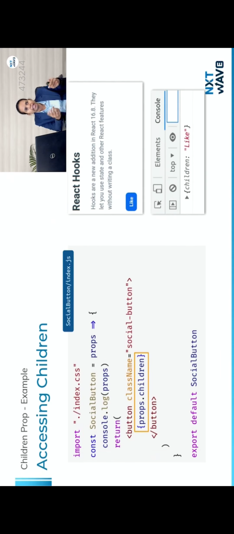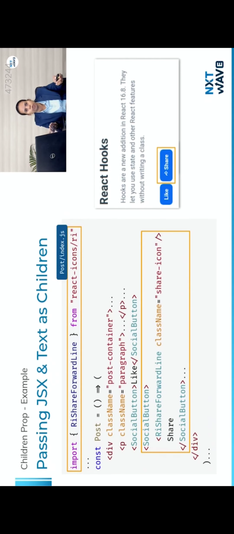So now, in case of the social button, what we are doing is accessing the children and displaying that on the button. So that's the reason in the output you can see we first have the share icon and we have the share text, right? So let's understand this. Here, instead of this, now I want a share text.